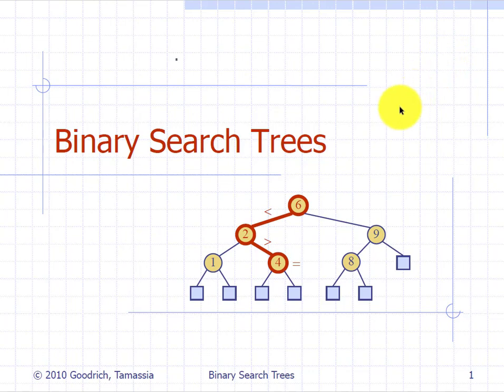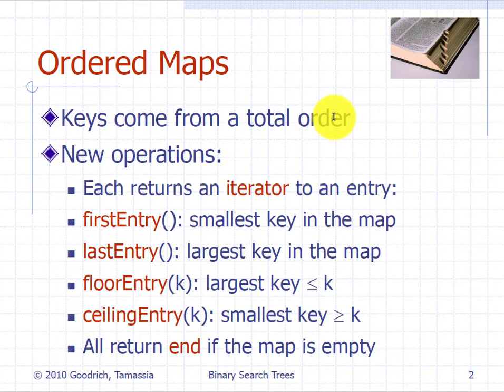Before we can discuss binary search trees, there are a few concepts we need to go through first. The first is that of an ordered map. In an ordered map, keys come from a total order relation. You can think of an ordered map as increasing values in a contiguous array.